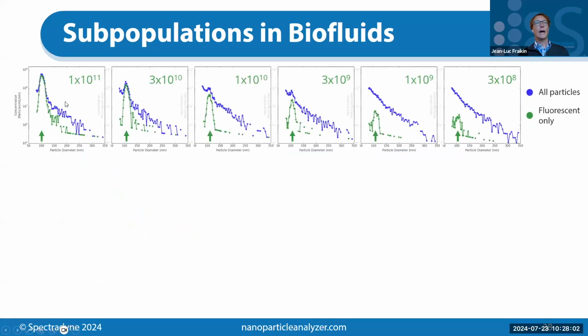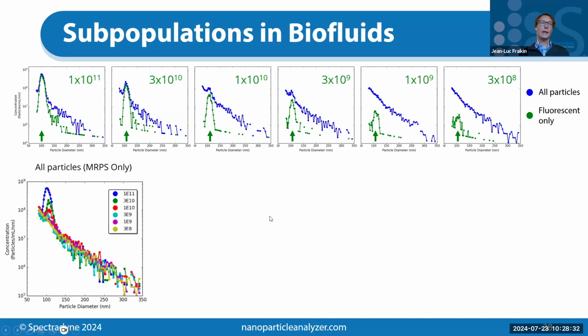But as we dilute out the fluorescent particles, so we spike them in at lower and lower concentration, you can see them drop down to the level that they're far below the concentration of the plasma. Same legend here. The blue is all the particles in the sample, and the green are the fluorescent ones. But in this case, the particles at the 100 nanometer size range are totally dominated by particles in the plasma, and the fluorescent ones are a minority subpopulation.